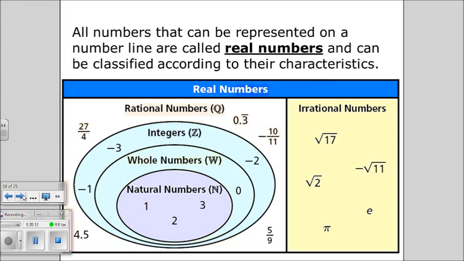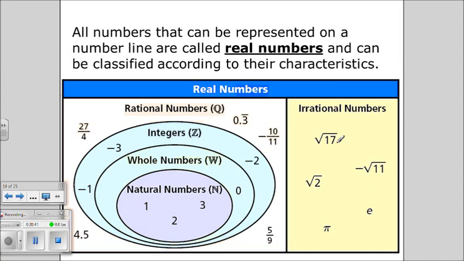Now what about the whole numbers? 0, 1, 2, 3, 4, 5, 6, all the positive ones, including 0. What about the natural numbers? All those numbers without the zero, 1, 2, 3, 4, and so on. What about the irrational numbers? Irrational numbers are decimals that are not exact, not a whole number, like the square root of 17.